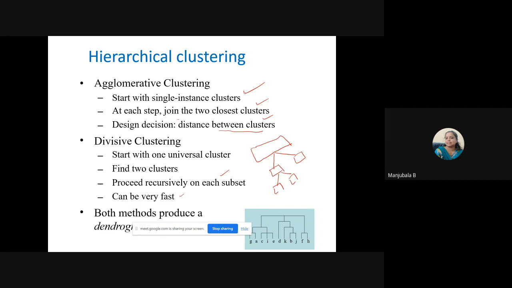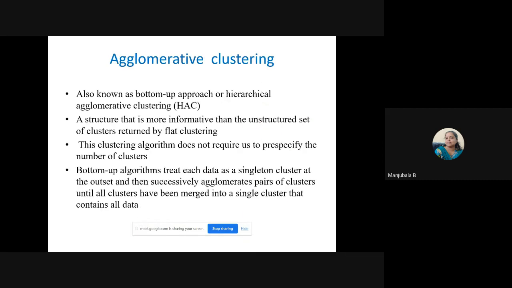Whenever we apply agglomerative clustering or divisive clustering, we get a dendrogram. What is this dendrogram, and how do we find the number of clusters from the dendrogram? We'll discuss this through a proper example so that you can understand. Now, coming to agglomerative clustering, as I told, this is a bottom-up approach under hierarchical clustering. This structure is more informative than the unstructured set of clusters returned by flat clustering, I mean K-means clustering.